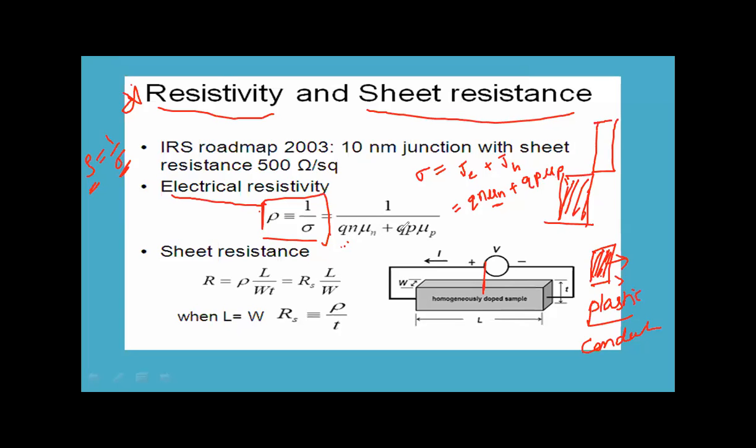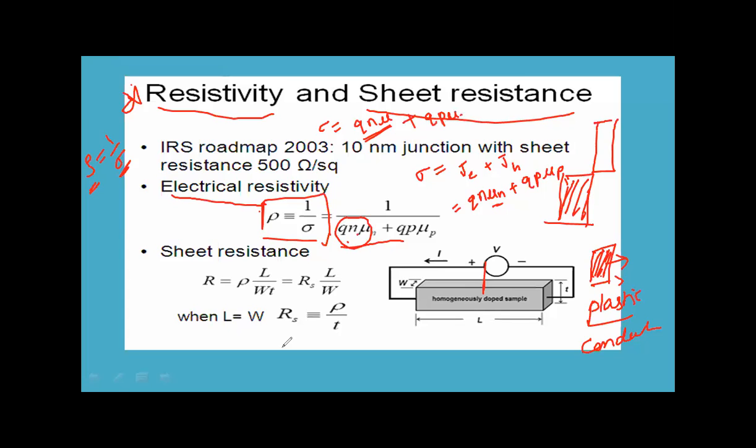So you got the sigma value from here. Remember, guys, you should remember the sigma formula. Whenever someone asks you, sigma is equal to q n mu n, but if you have two types of charge carrier, one is n and the other is p, you have to add both.